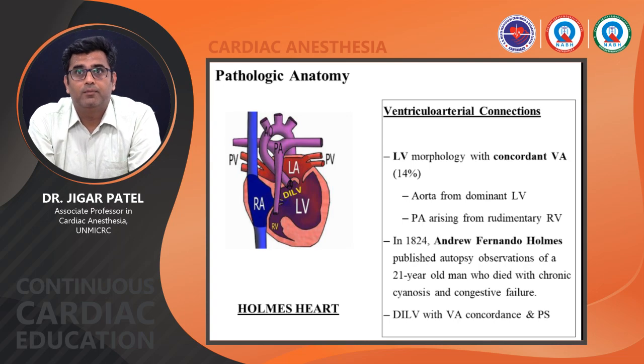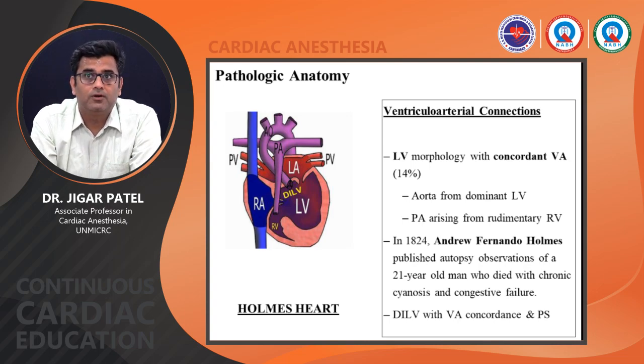Now, the second type possible with LV morphology is a concordant ventricular arterial connection. So, here the aorta will arise from the dominant LV and the PA will arise from the rudimentary RV, and simultaneously pulmonary stenosis is also present. This type of anomaly is called Holmes heart. In 1824, Dr. Andrew Fernando Holmes published an autopsy observation of a 21-year-old man who died with chronic cyanosis and congestive failure. So, this patient had a double inlet LV with VA concordance and pulmonary stenosis.